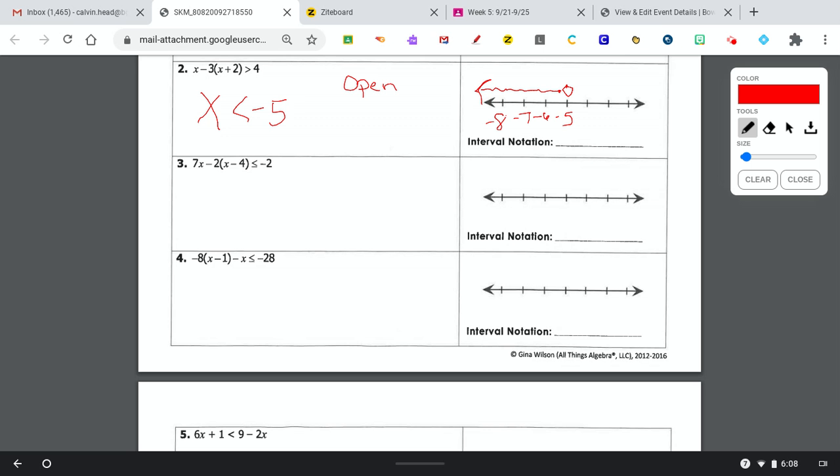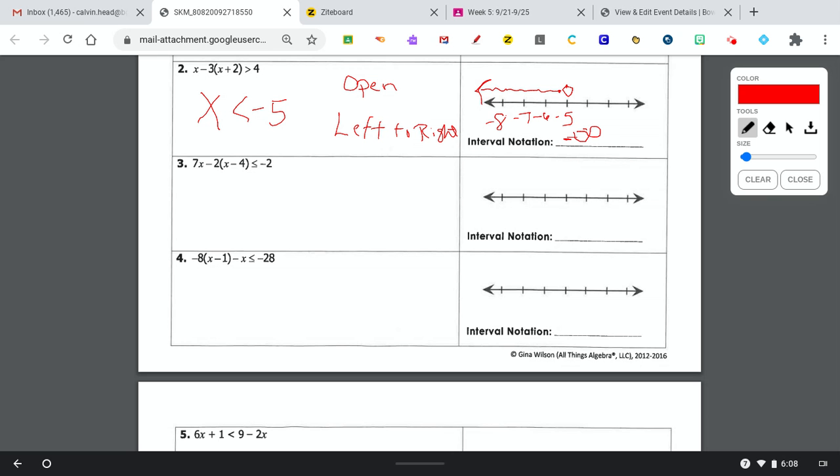Notice how it's going to the left. Remember I told you that it's going to be negative infinity. So what do I see first if I read left to right? Left to right, I see the arrow first, and it's pointing at negative infinity.